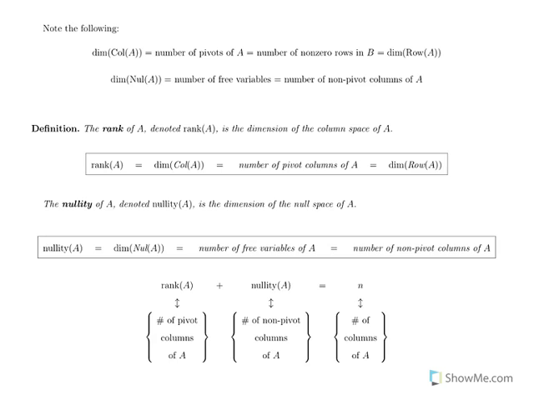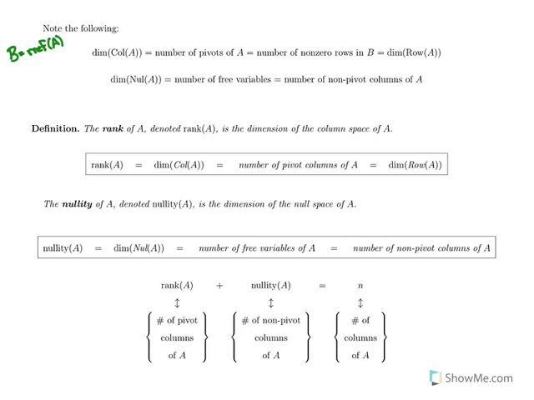So, a bit of review here. We have the dimension of the column space of A is equal to the number of pivots of A, and that's the same thing as the number of non-zero rows in B. Note that B here is the row reduced echelon form of A, and that's going to be the dimension of the row space. So the dimension of the column space is equal to the dimension of the row space always. And likewise, the dimension of the null space is going to be the number of free variables, and that's going to be the number of non-pivot columns of A.